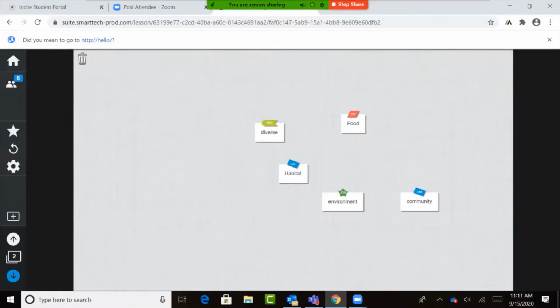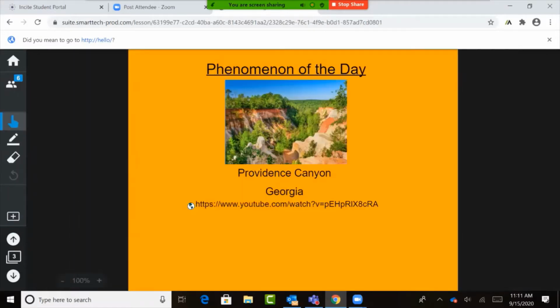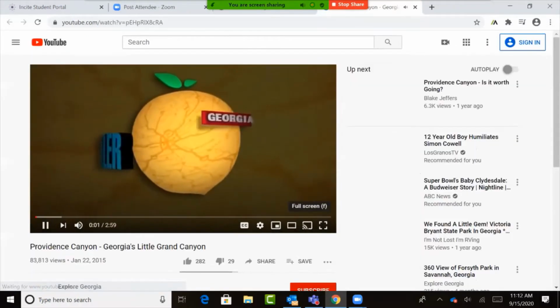All right, so moving on today, we have this amazing phenomenon. I have a picture of it right here, but we're gonna watch a short clip in just a second about a place that's actually here in Georgia. And I want you to think about all those words that you just shouted out to me about an ecosystem and see if we can't find some of those things in this phenomenon clip. All right, so just bear with me for a second and get it going.